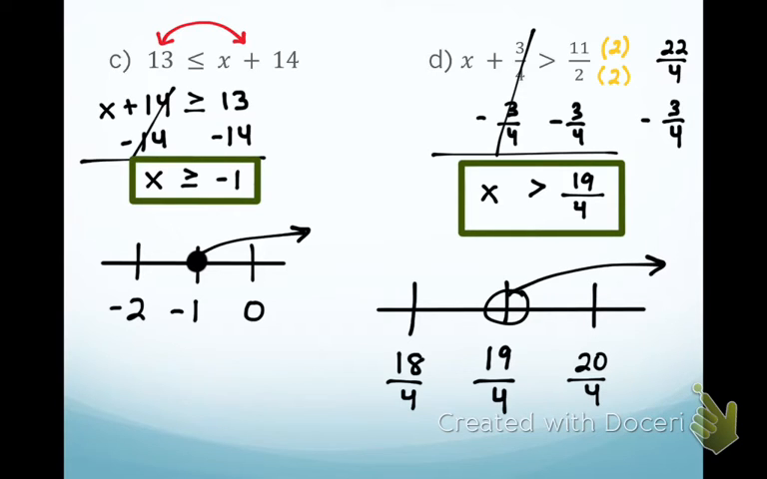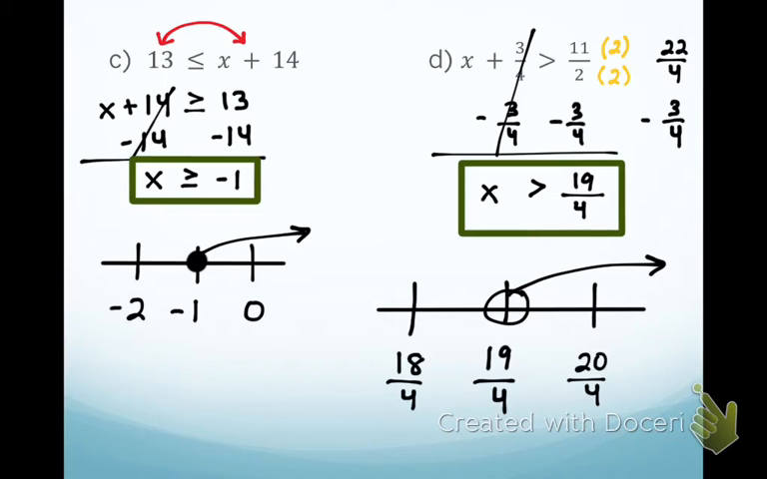Let's look at this. If I'm shading in all of these numbers, that means 20/4 could be plugged in. Would this be a true statement if I plugged it in? 20 over 4 is greater than 19 over 4. Is that true? Yes or no? Yes, it is. So that's how you know you did it correct.